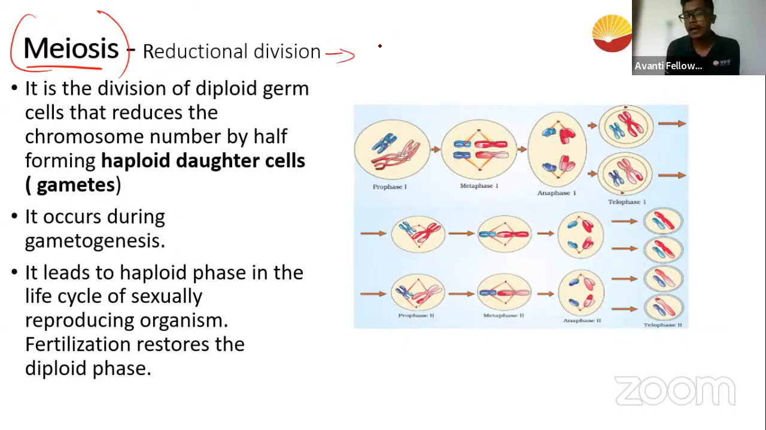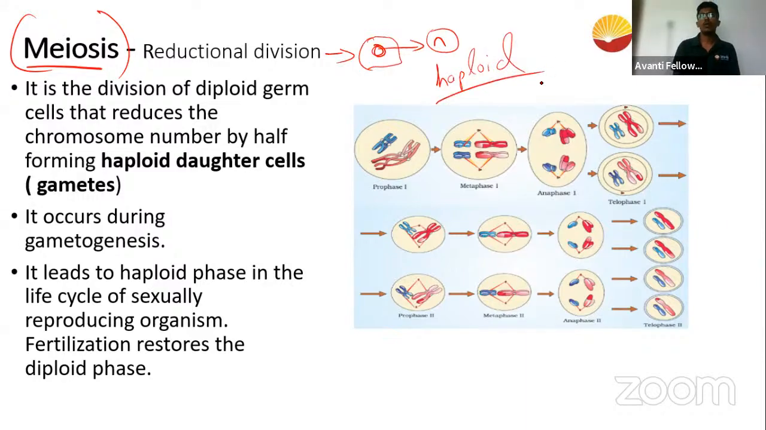Let us say that we have an organism, and the organism has a cell. Let's say that its genetic material has only n number of chromosomes. When the genetic material has only n number of chromosomes, we call it haploid. So we call these haploid organisms, or we also call them haplontic stages.